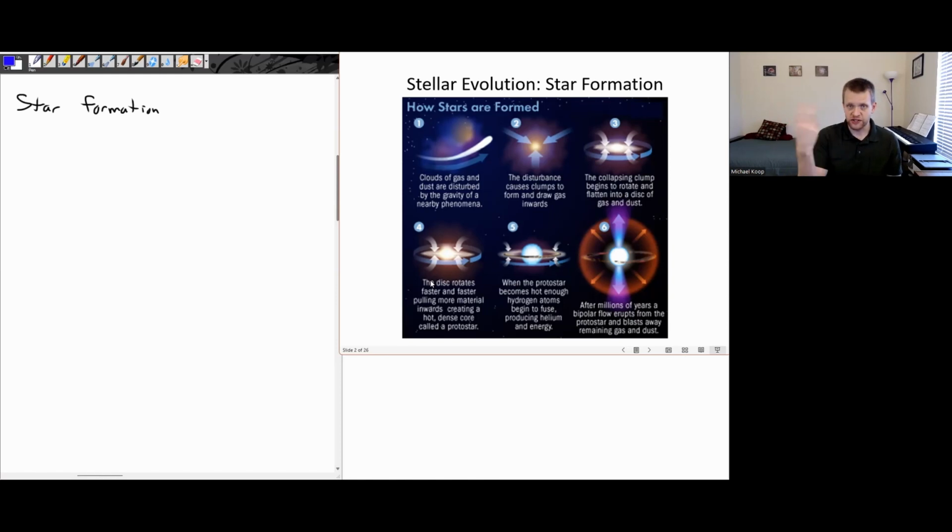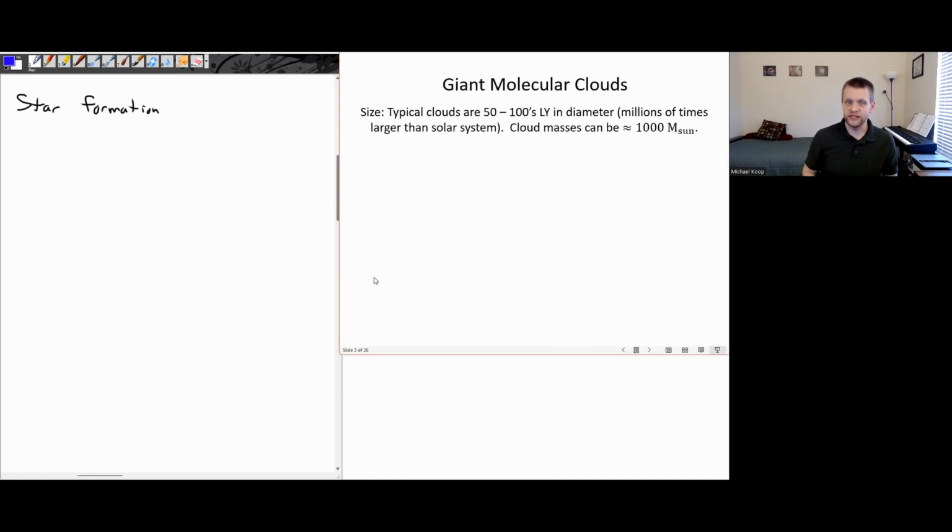That disk rotates faster and faster, and that's going to be the material that is eventually going to form planets in this star system. And in the middle, most of that material is still collapsing inwards, creating higher densities, higher temperatures, higher pressures, and eventually that's where our star is going to form. So we're going to be spending some time going into more of the details of this. And let's start by talking about these giant molecular clouds.